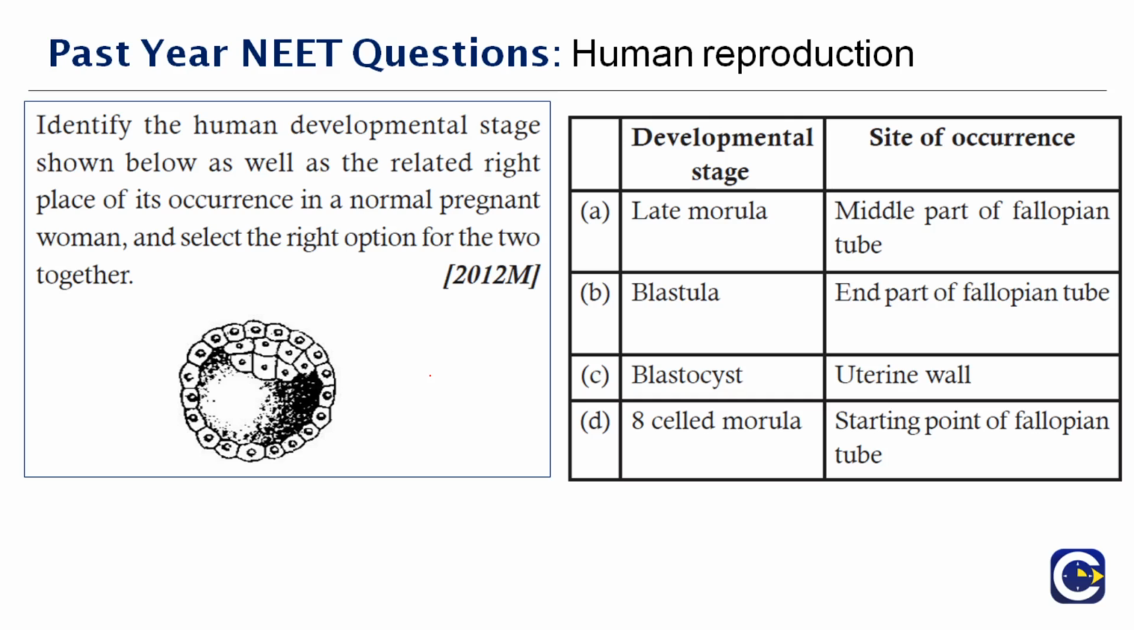Identify the human developmental stage shown below as well as the right place of its occurrence in a normal pregnant woman, and select the right option for the two together. So what is this stage actually? Very easy to identify. It's the blastocyst and the uterine wall. The developmental stage is blastocyst and the site of occurrence is the uterine wall. You can see the divisions there, very easy to understand. Therefore, the right answer to this question is option C.